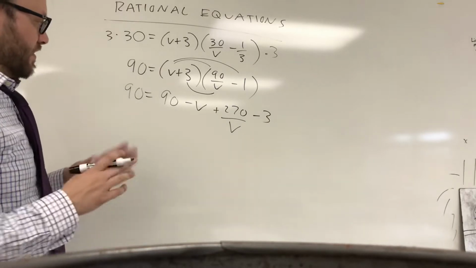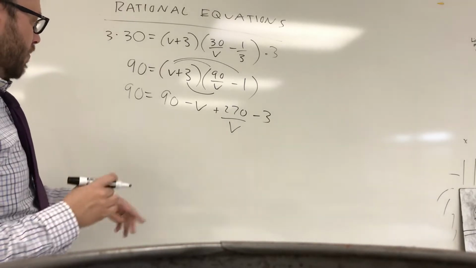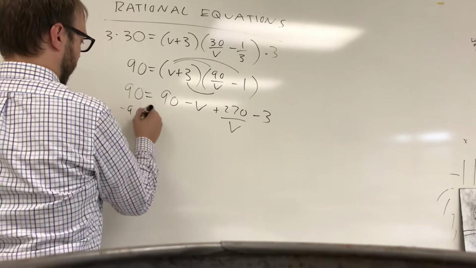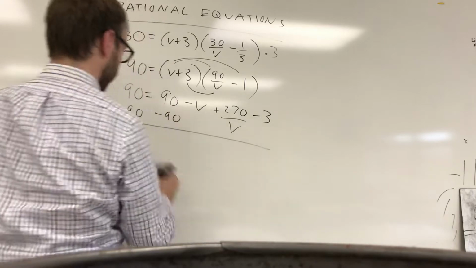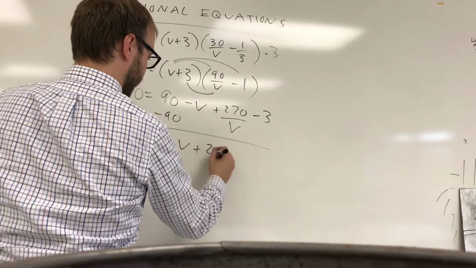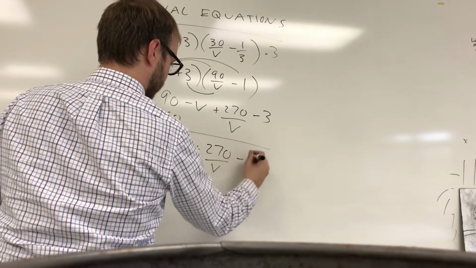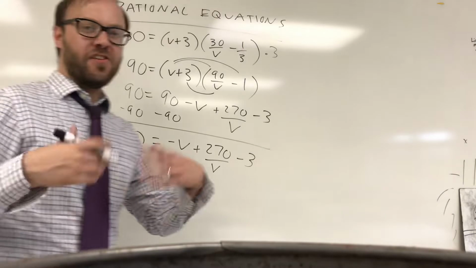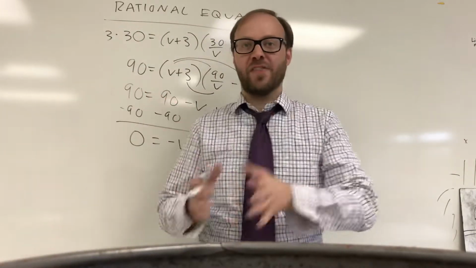All right, so a couple of things here I want to do. Number one, I want to get rid of this 90, because I can subtract 90 from both sides. Okay, so we'll get rid of that. I've got 0 is equal to negative v plus 270 over v minus 3 is what my equation is now.